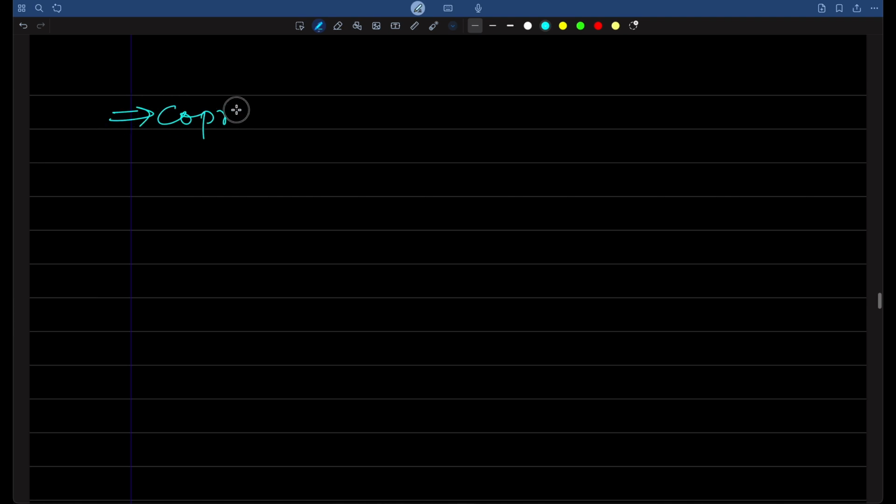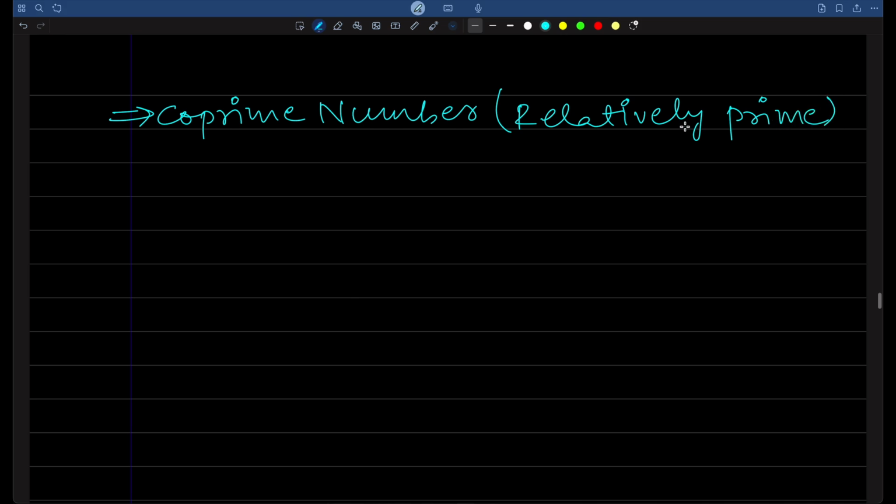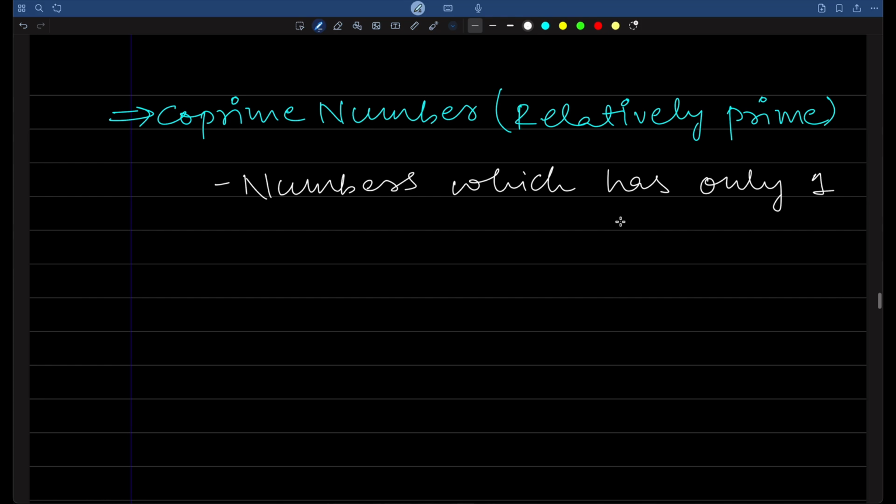numbers. Or we can say relatively prime. Co-prime numbers are those numbers which have only one as common factor.